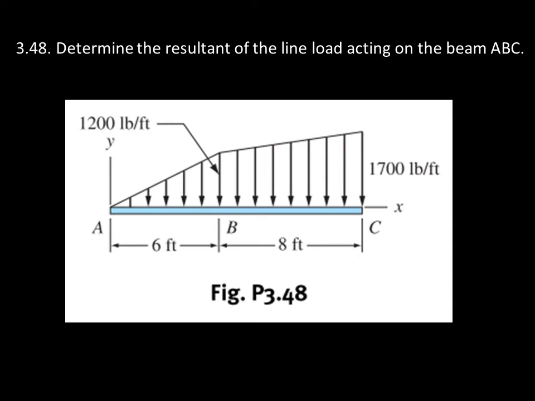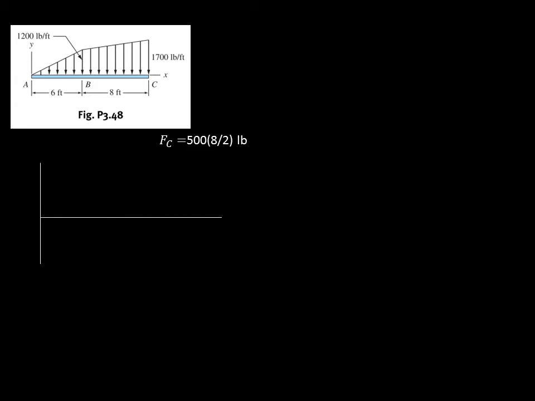We will be discussing the problem in Pytel's book at page 136, number 3.48. Determine the resultant of the line load acting on the beam ABC. First, let's identify the given and the unknowns.